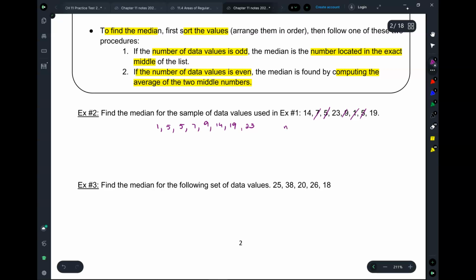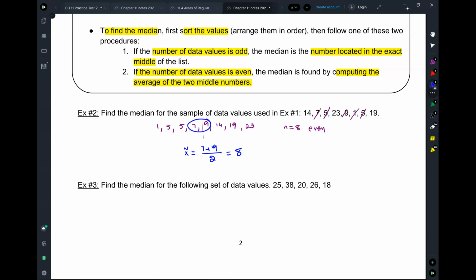Okay. So how many of them are there? 8. So n is 8. That's an even number, right? So if you go to the middle of the data, there is no number there. That means you have to take these two in the middle and say x tilde is 7 plus 9 over 2. You have to take the average of the two. That's 8. So that's the median. The median is 8. So suppose these were test scores of 8 people. If the median is 8, it means half of the class scored below an 8, half of the class scored above an 8.